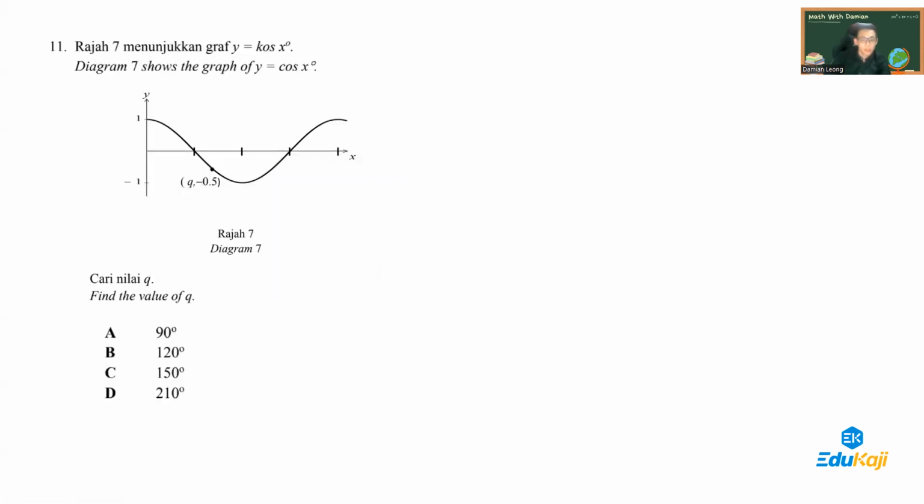Question 11. Find the value of Q. So this is just y equals cos x. I have Q, negative 0.5. What I can do is I can actually just sub into the equation.